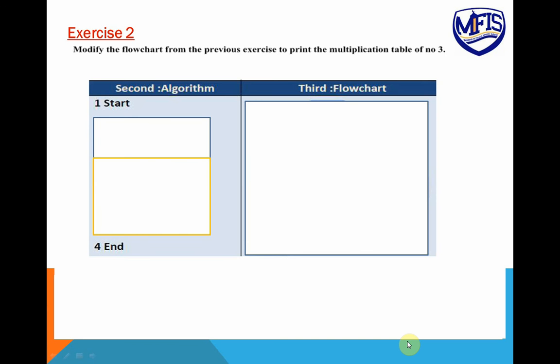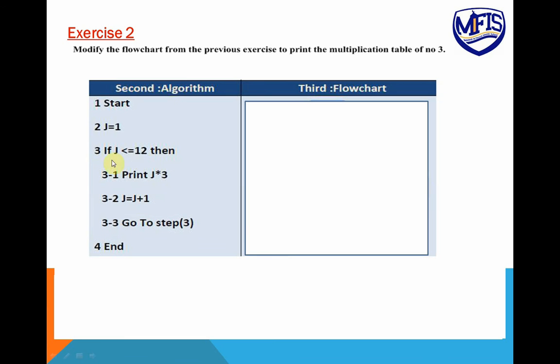We have another exercise. I want to modify the flowchart from the previous exercise to print the multiplication table of 3. The algorithm begins with start, j equal 1. If j less than or equal 12, then print j times 3, because I'm talking about the multiplication table of 3, so I have to multiply j by 3. Then j equal j plus 1 to increase the numbers of j, and go to step 3 and end.